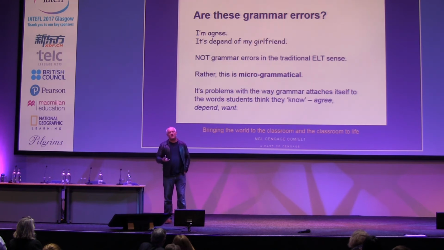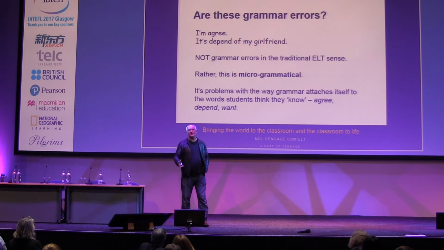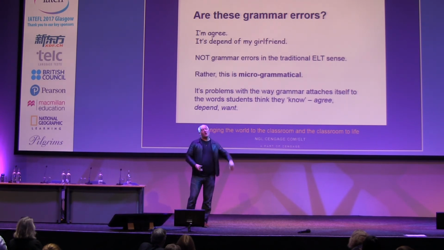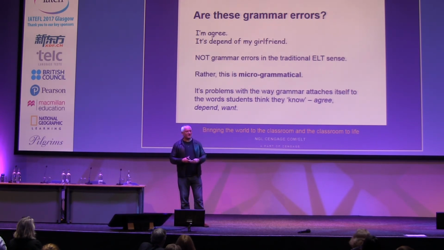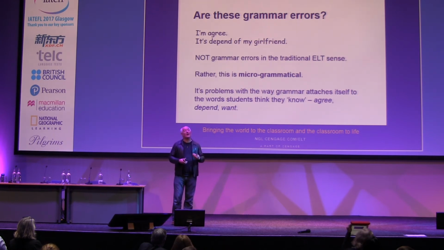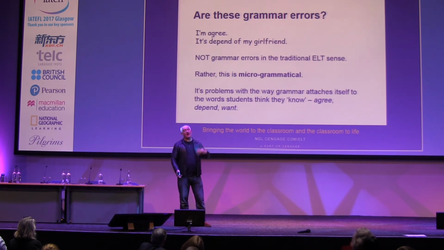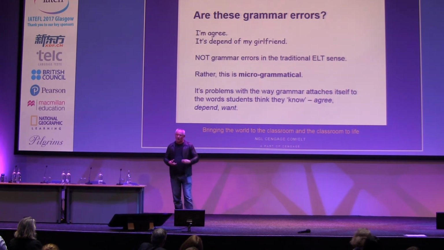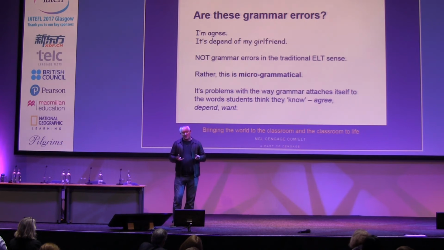When you look at these kinds of errors, I think they're not grammar errors in the traditional sense of the word. They're not errors that are going to be rectified by forcing the students to do yet another exercise practicing the present simple. Instead, I think they're micro-grammatical problems or colligational problems. Because the real issue is, the students obviously understand the word agree, and they obviously understand the word depend. The problem is, when they bring these words from L1 into L2, the grammar that attaches itself to these words differs.